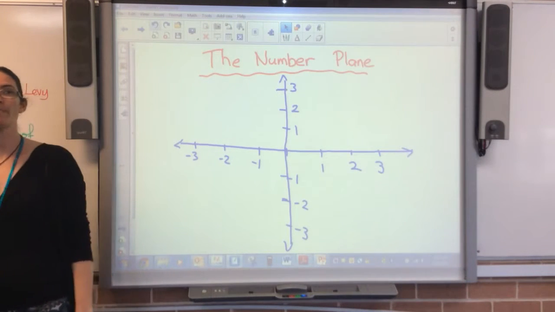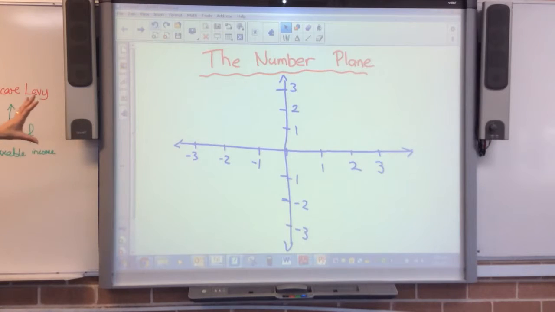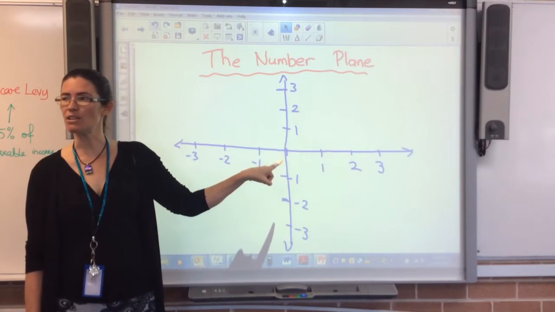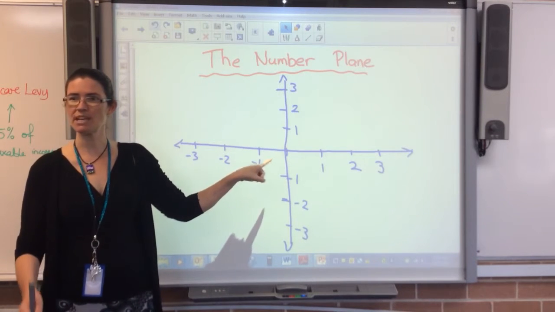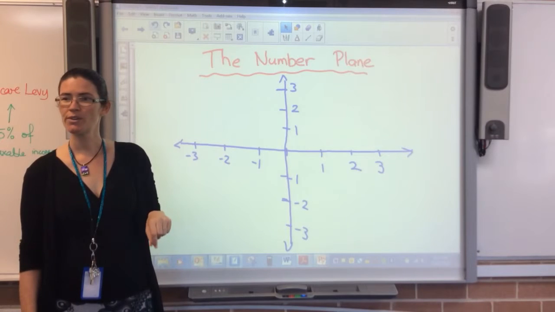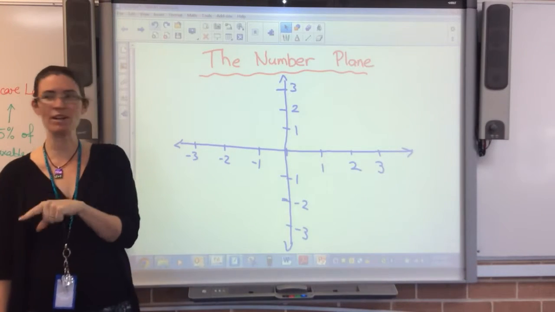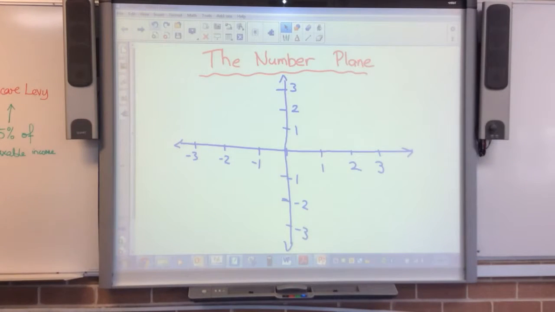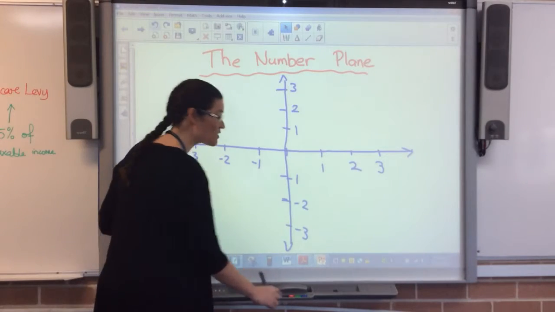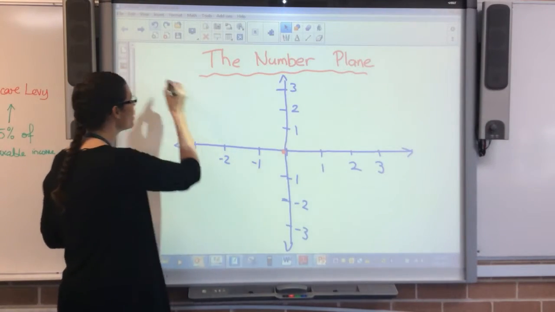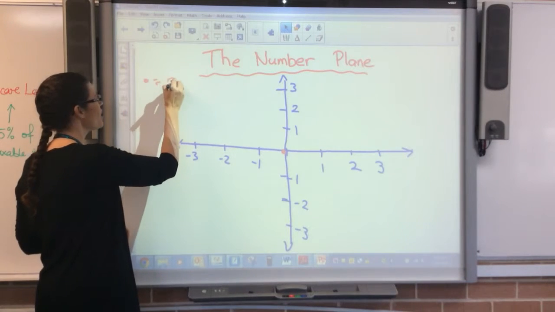Okay, shh, quiet. This is the number plane. This point here, do you remember what this was called? Where we're at 0, it had a special name. Started with O. Orientation. No. Origin. Well done. Origin. So it's not the state of origin. This point here is the point of origin. Okay, so this point here, that red dot, equals the origin.